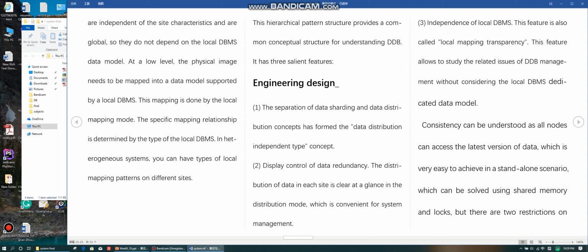Now I'd like to introduce the engineering design of this system. The separation of sharding and data distribution has formed the data distribution independence concept. The explicit control of database redundancy means the distribution of data in each site is clear at a glance in the distribution mode, which is convenient for system management.